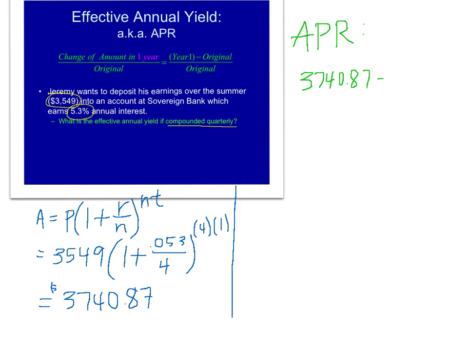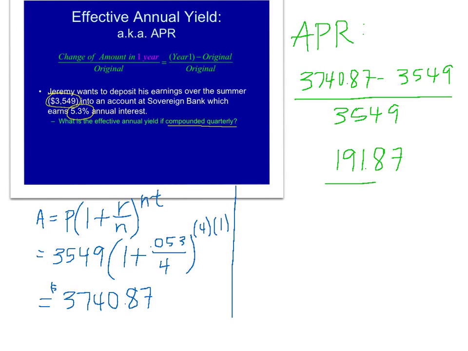In order to determine our APR, we said with our formula, we take what happens after a year, so 3740.87. We're going to subtract the original, which is 3549. So that top is the change in a year, the difference in a year. And we're going to divide that by 3549. So 3740.87 minus the 3549, our difference in a year, so he made $191.87.